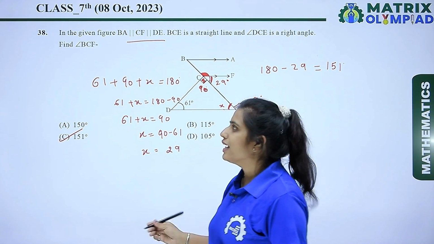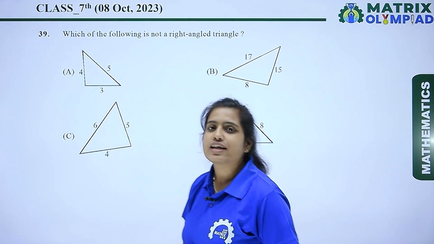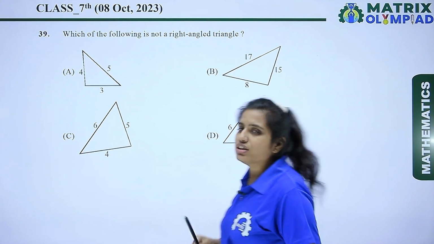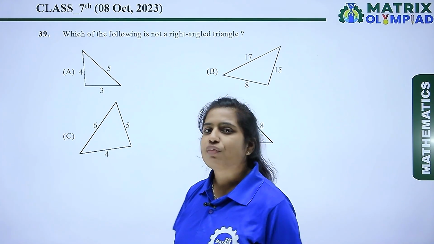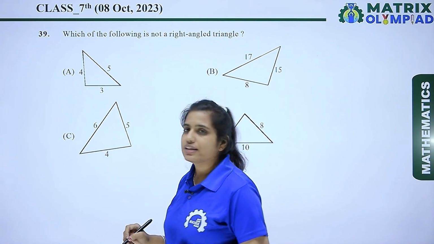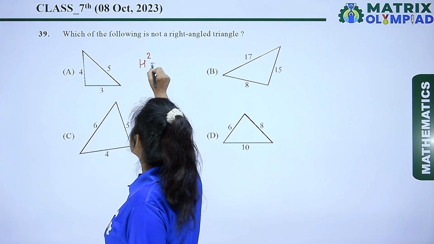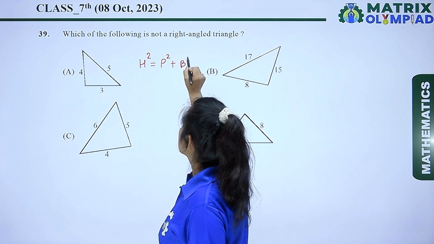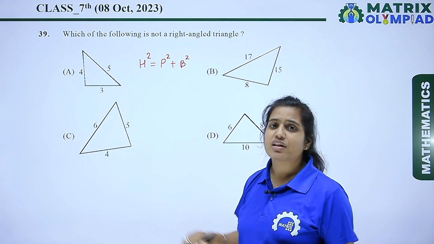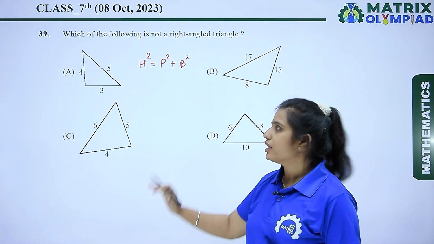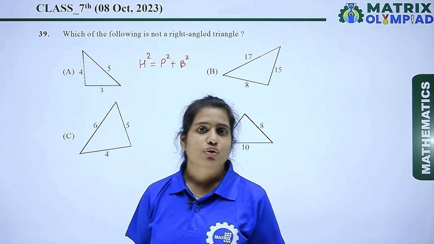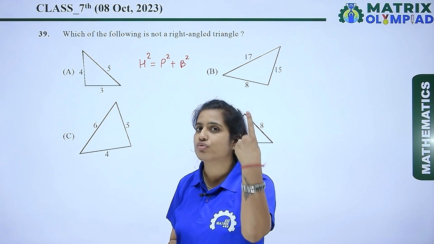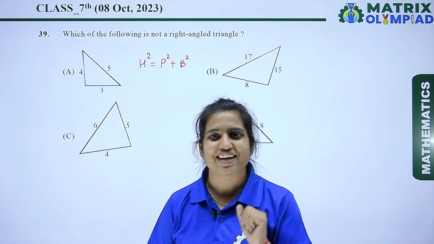Let's begin with the next question, that is 39. So 39 question states that which of the following is not a right angle triangle? कौन सा वाला triangle right angle नहीं है? To find out this, we have the property that is square of hypotenuse is equal to square of perpendicular plus square of base. अगर ये प्रॉपर्टी जस्टिफाई कर दी, it means that is a right angle. अगर ये प्रॉपर्टी जस्टिफाई नहीं करी तो फिर वो राइट एंगल ट्राइंगल नहीं है. So out of these four triangles we have to find out one triangle that is not a right angle triangle.